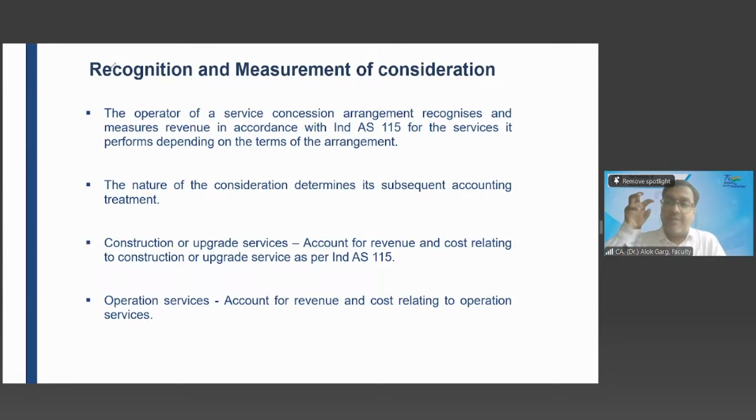So instead of getting a contractual right to receive a fixed amount of cash, you are getting a right to collect. So that is known as an intangible asset. So what is the accounting entry? On the one side, cost of construction to bank, and on the other side, intangible asset to revenue. And that intangible asset has to be amortized over a period, right? So let's understand this accounting with the help of an example.